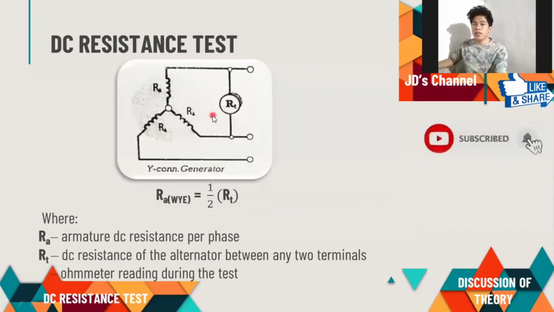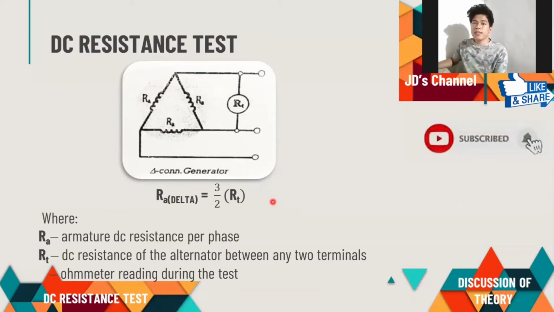So this is our Y connected generator wherein we have the armature DC resistance per phase, that is our RA. Those are our RAs. And then our R total or RT, which we see connected in parallel, is the DC resistance of the alternator between two terminals. And it is also the reading of the ohmmeter during the test.